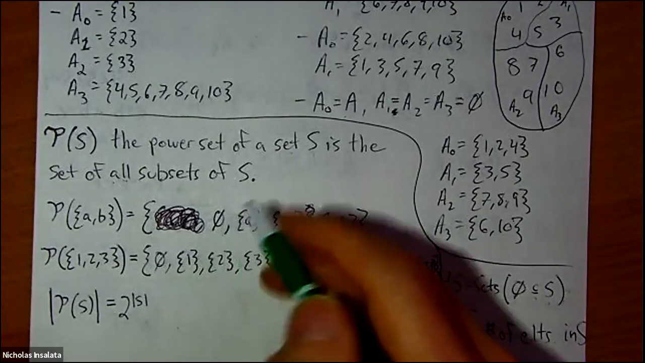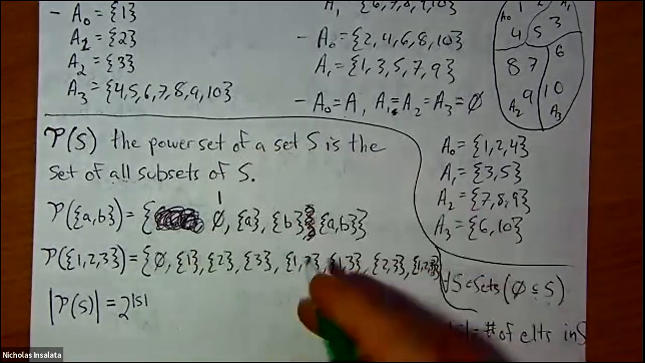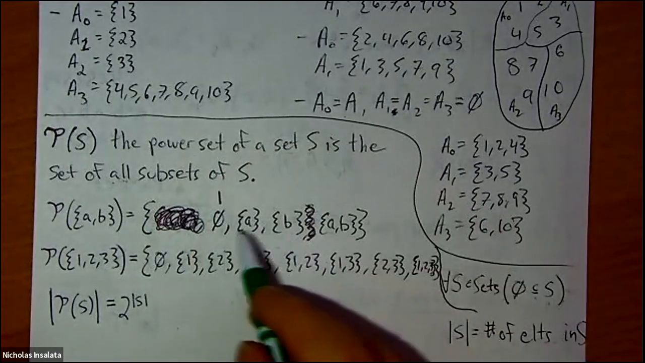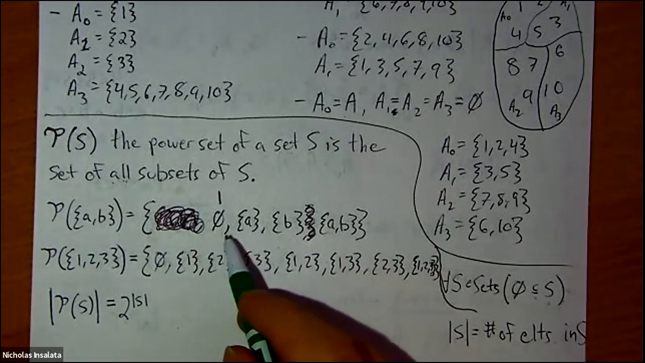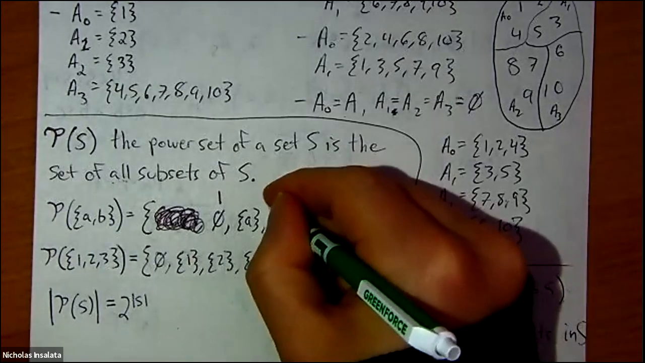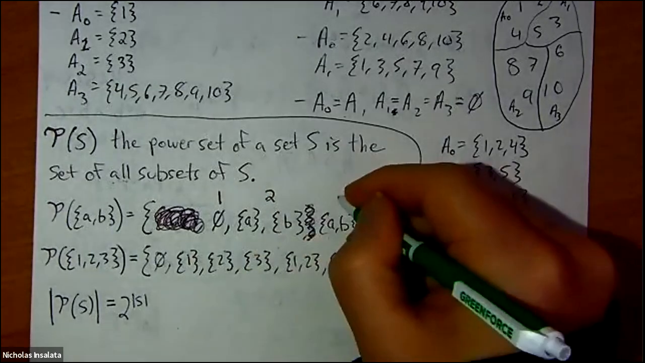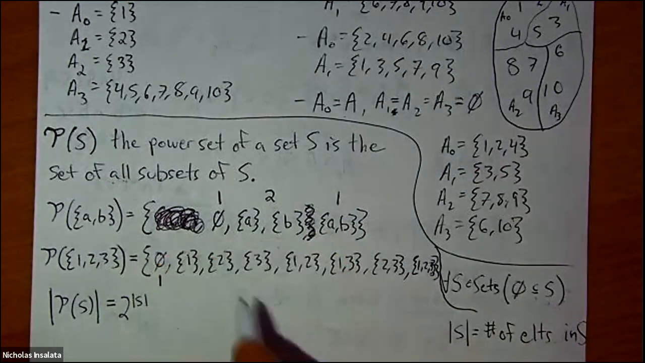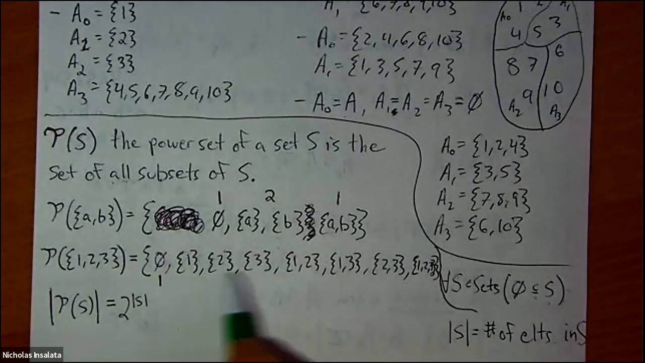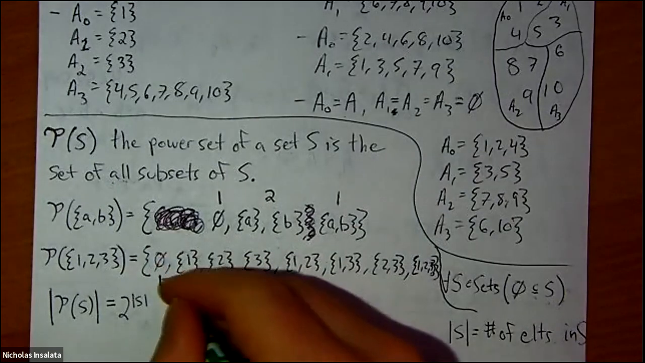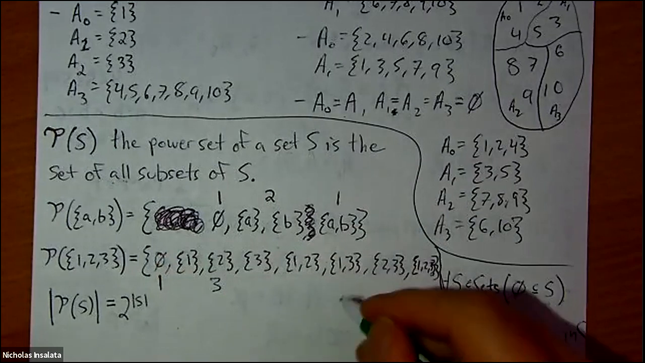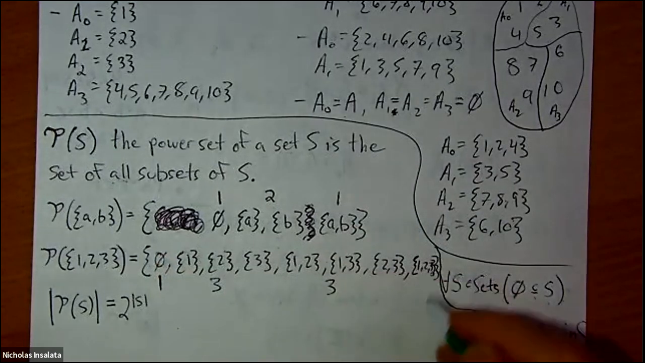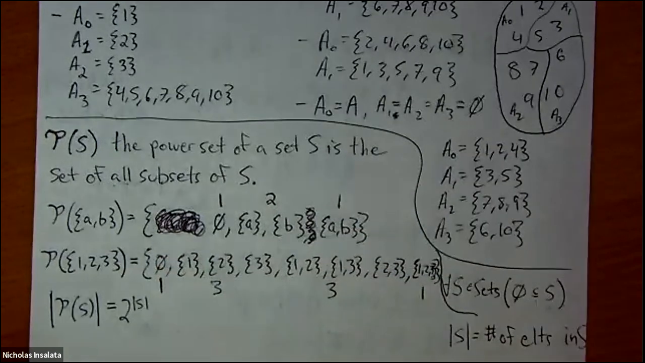Here we have a 0-element set, there's 1 of them. Here we have 2 singleton sets, pardon me. The singleton sets, we have 2 of them. And here the 2-element set, we have 1 of them. And let's do the same thing down here. The 0-element set, we have 1 of them. The singleton sets, we have 3 of them. The 2-element sets, we have 3 of them. And the 3-element set, we have 1. See a pattern?